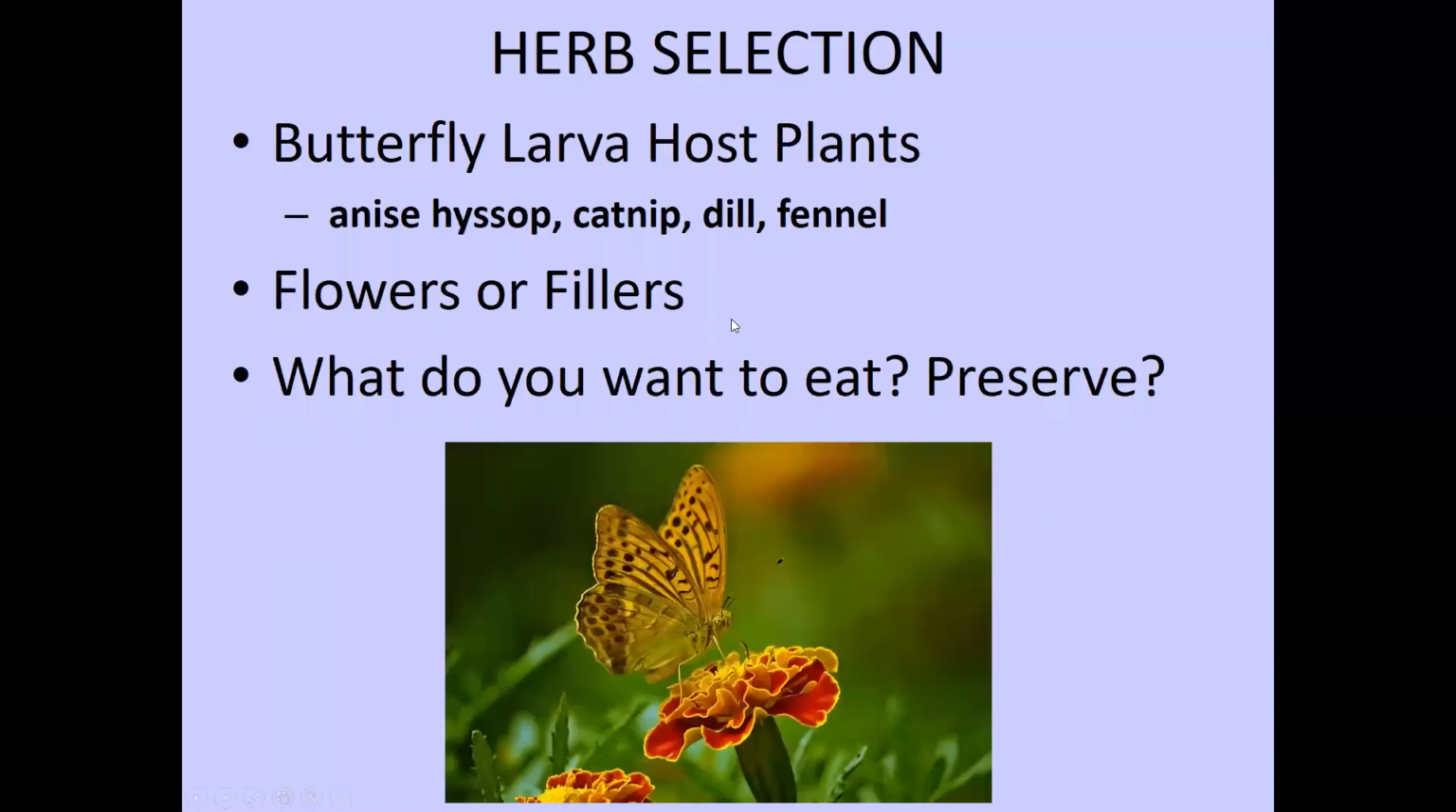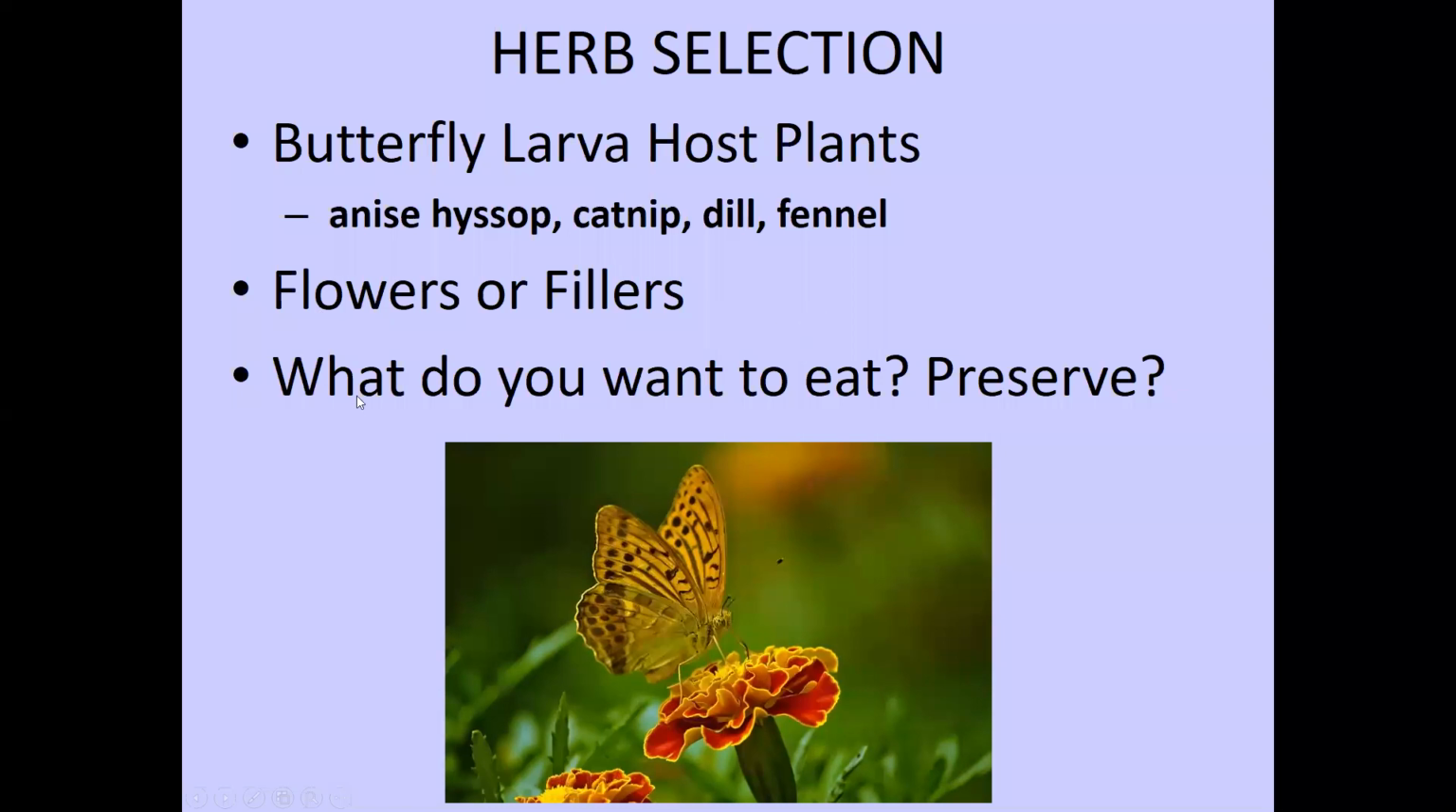The other thing to think about is that herbs are awesome for attracting some different types of butterflies. Even though the butterfly larva is going to eat some of these plants, if you want to see the butterflies, you need to be willing to share some of your herbs with the larva or the caterpillars. Hyssop, catnip, dill, and fennel are all ones that are really easy to grow and that will help you attract these different types of butterflies to your garden. They can also be used, again, like I said, for flowers or fillers in a planter.